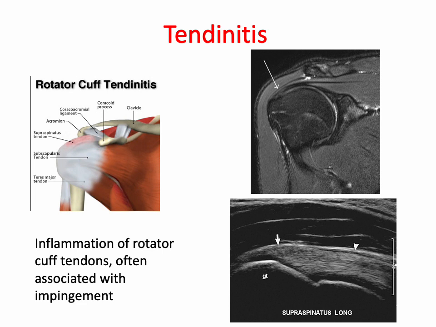Tendinitis is an inflammation of the rotator cuff tendons. It can often be associated with impingement. On an ultrasound here, we're seeing thickening and edema within the supraspinatus tendon. And on MRI, we've got a subtle high signal intensity at the supraspinatus insertion, high T2 signal intensity, so fluid signal.